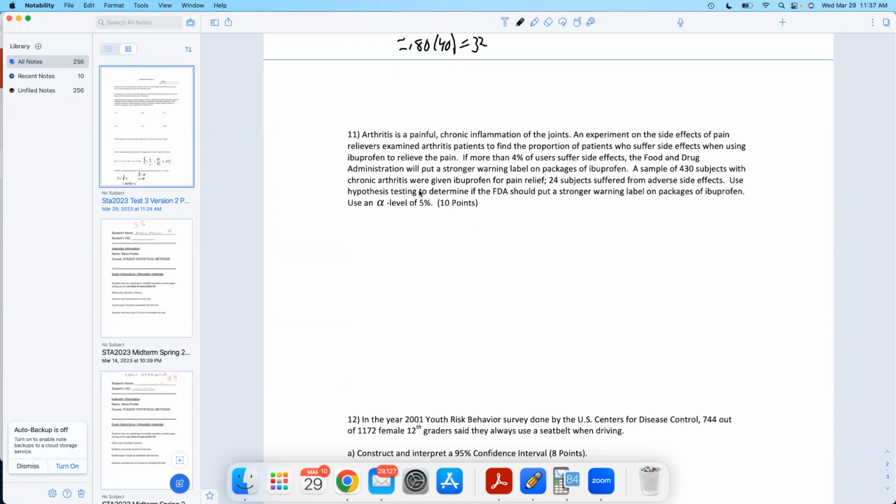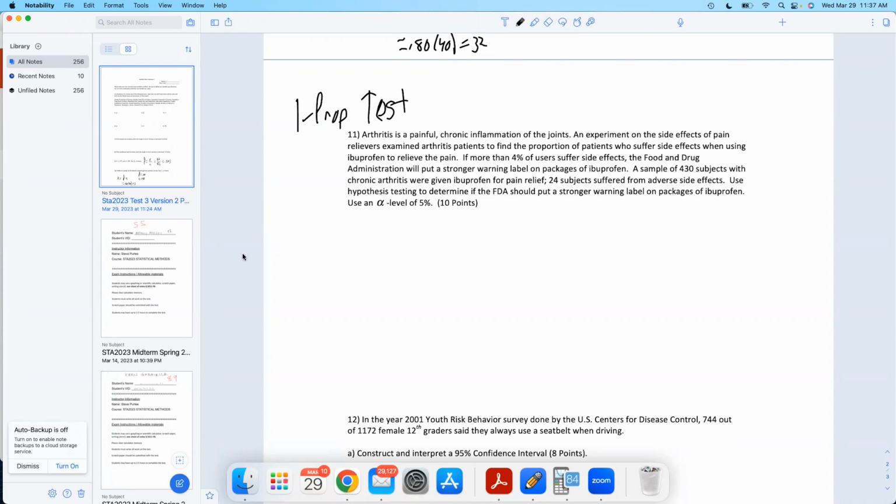Now I got to figure out how many groups do I have? Am I comparing 2 groups or do I only have 1 group? If you read the question, we've only got one sample right there. That's one sample. So this is a one prop test. I think that's button 5 on the calculator, but don't quote me on that. I don't have these memorized.